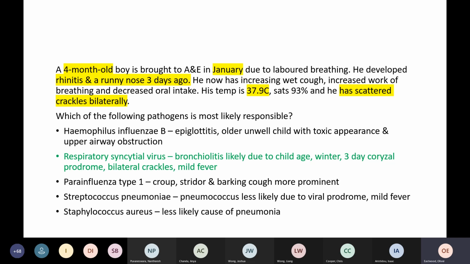Bronchiolitis is seen massively more in winter. It's croup that's seen more in autumn. Then you've got this 3-day coryzal prodrome, which is very typical in bronchiolitis. It's a mild fever. If it was a really high fever, like 39 degrees Celsius, you'd probably consider pneumonia. Also you've got bilateral chest signs, and if you had pneumonia with bilateral chest signs in a child, you'd be really worried.